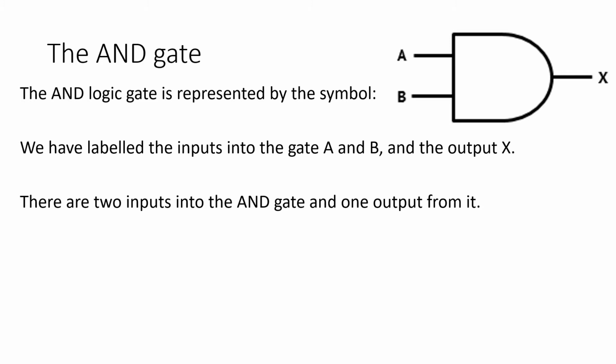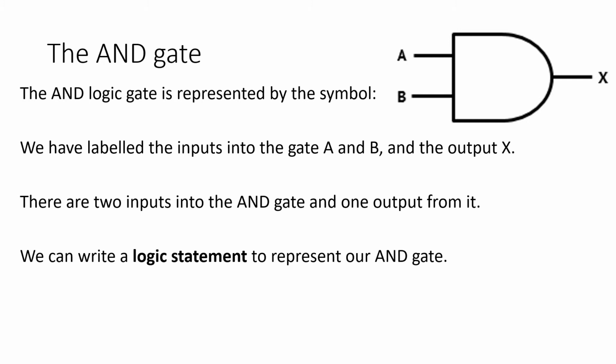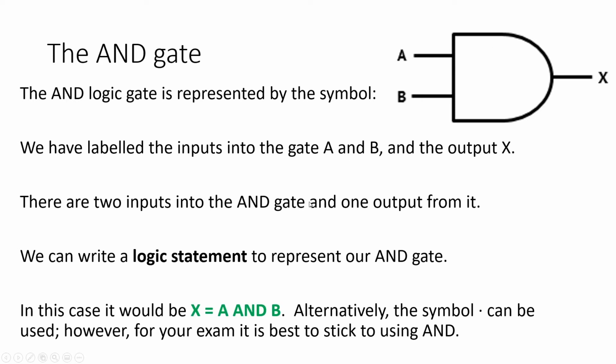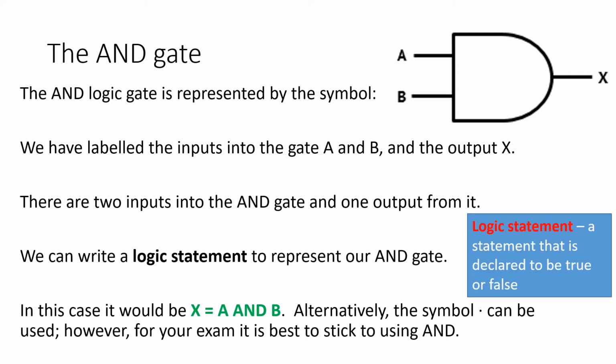If we look at that diagram, you can have a logic statement to represent that. And you kind of work backwards here. You're going to say that X is made up of A and B. X equals A AND B. So it's almost backwards. You're going to say there's going to be an output X, and that's based on the A and the B inputs being ANDed together. You could use a full stop, which they use in A level, to show it, but at GCSE, just stick with the word AND. What's a logic statement? It's a statement that's declared to be true or false.